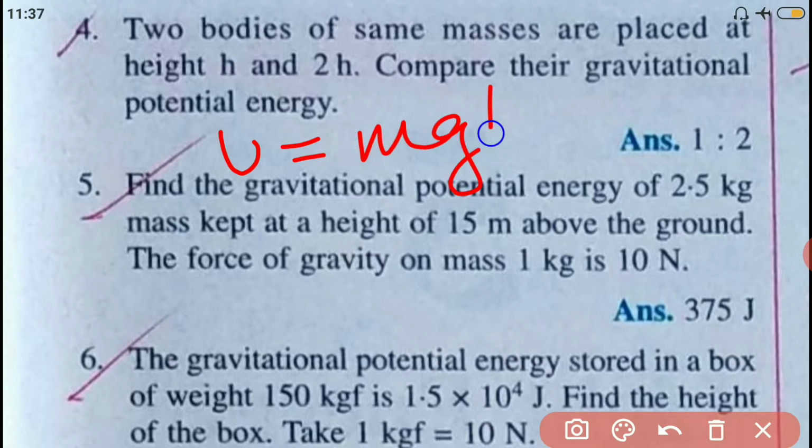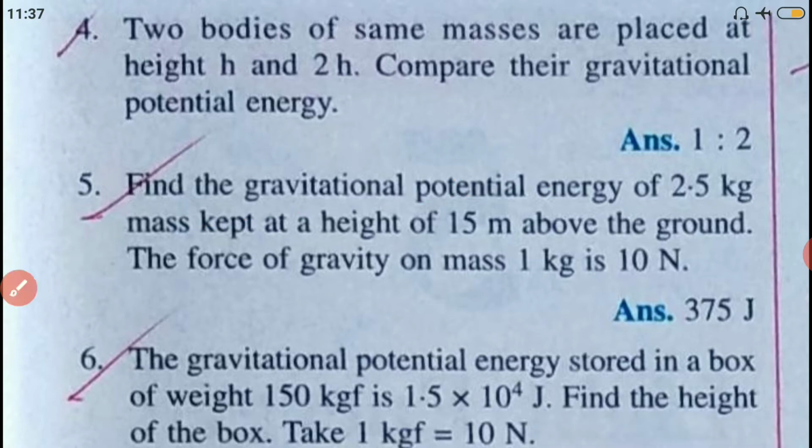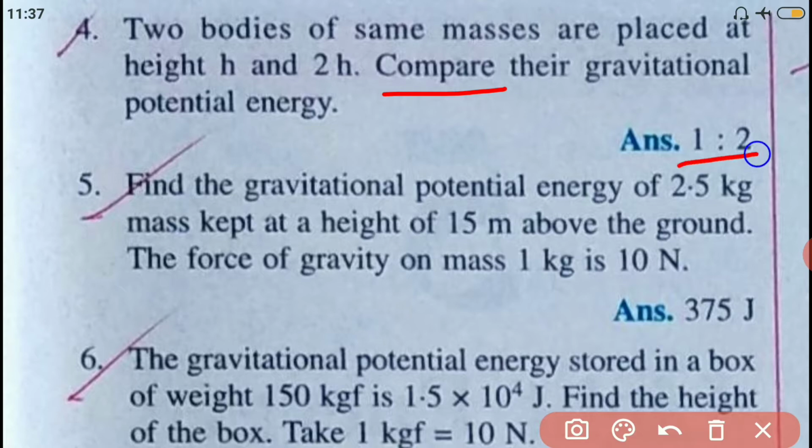right, which is the numerical problems on the potential energy, and we need to use the formula U equals to mgh. So let us start with number 4. Question number 4 reads as: two bodies of same masses are placed at height h and 2h. Compare their gravitational potential energy. Whenever the word compare comes, we are supposed to find the answer in the ratio form or in the fraction form. So let us try to understand the question and then solve it.